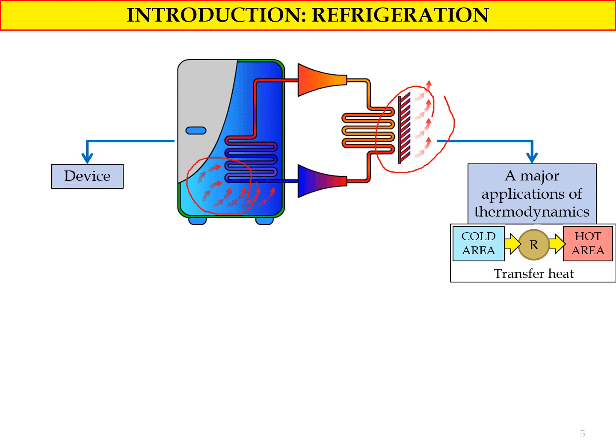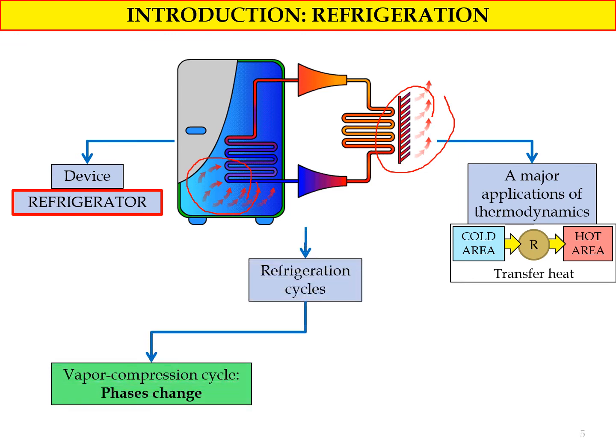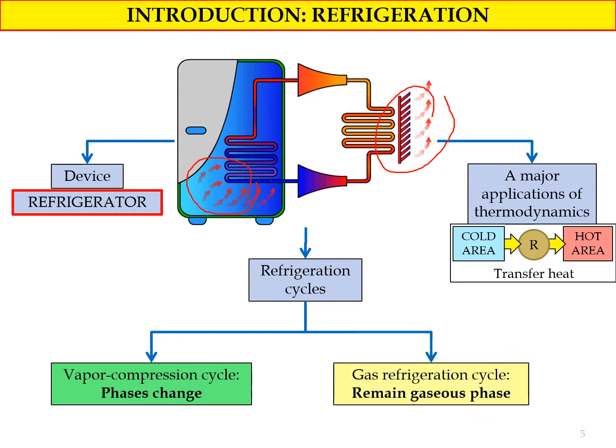The device for this is called a refrigerator, and we have refrigeration cycles. In refrigeration cycles, we have two types of cycle: the vapor compression cycle, which involves phase change of the refrigerant, and the gas refrigeration cycle, where the refrigerant remains in the gaseous phase.